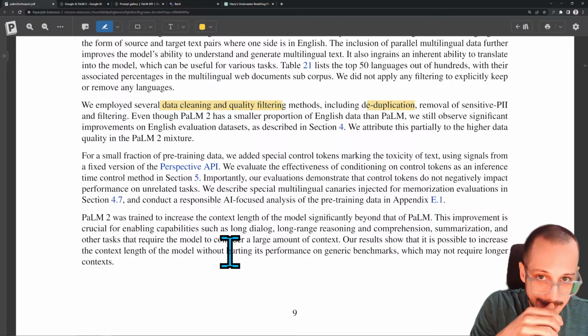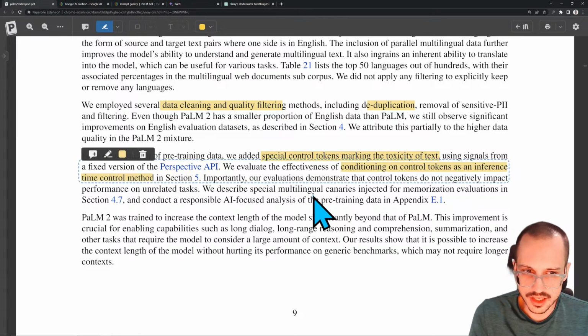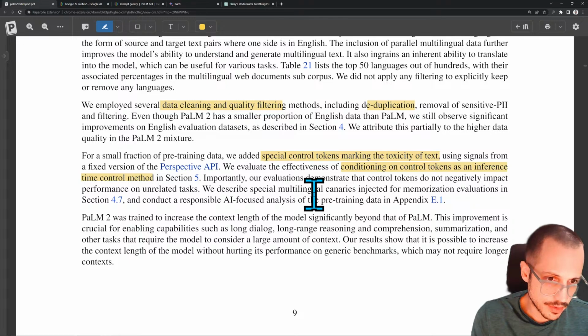All right, so for a small fraction, we added special control tokens marking the toxicity of text. We evaluate the effectiveness of conditioning on control tokens as an inference time control method. Oh, shit. Okay, that's kind of interesting. So, right, the same way that a stable diffusion model, you basically condition it on the text, and that allows you to control the generation, right? They're doing a similar thing here.